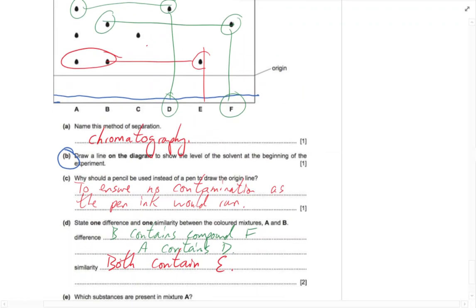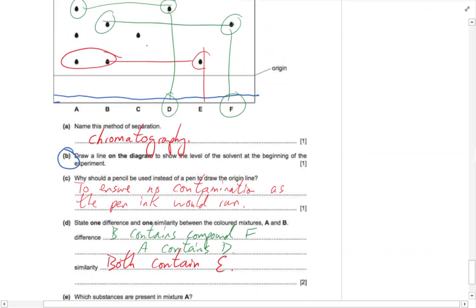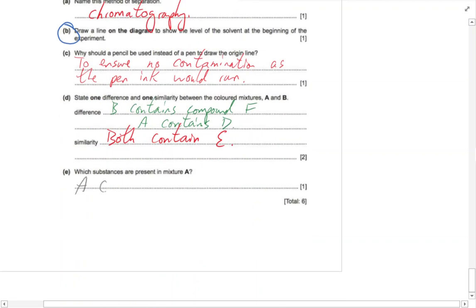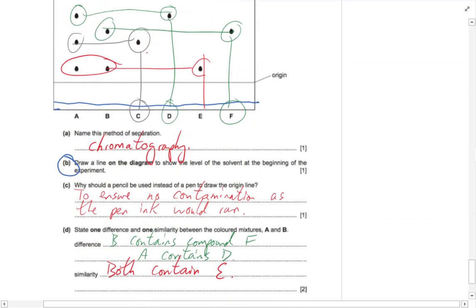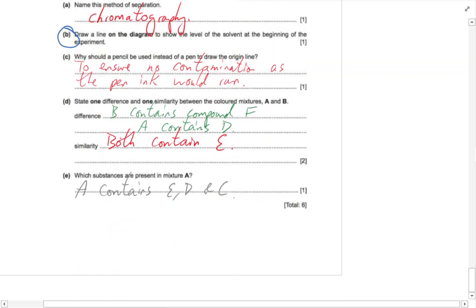Which substances are present in mixture A? We already know it's got E, and we already know it's got D, and then the final one is that it must have C. So A contains E, D, and C. Let's just confirm that. A moves along, it's got E. Moves along, we've got C, and we've got D. So C, D, and E, or E, D, and C.